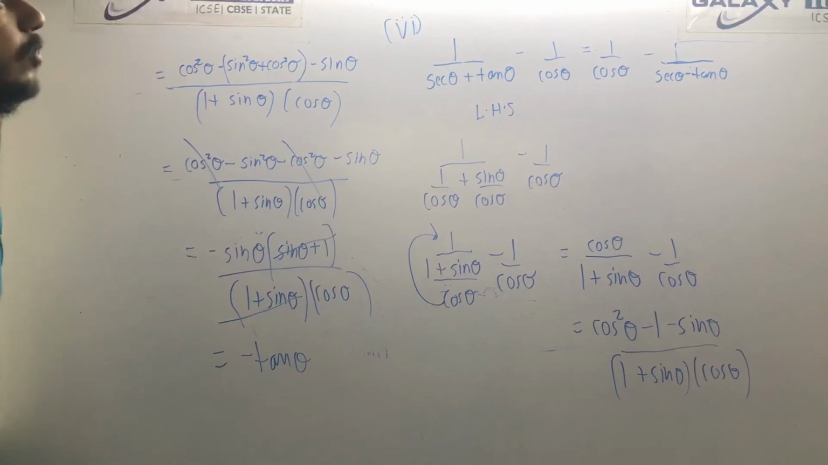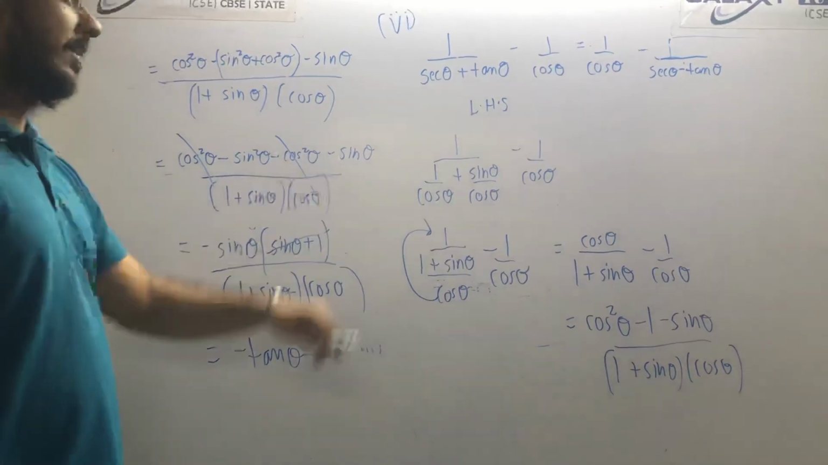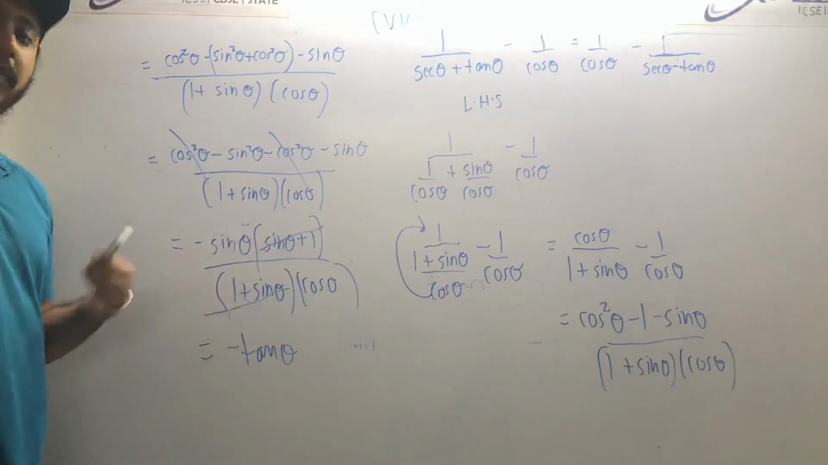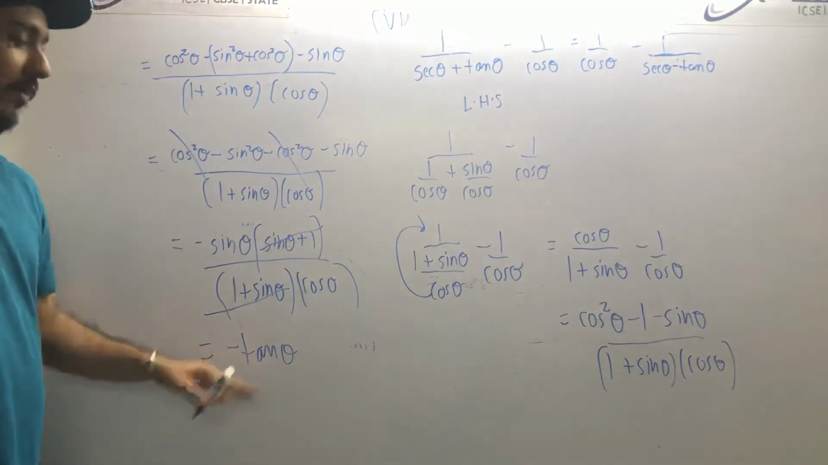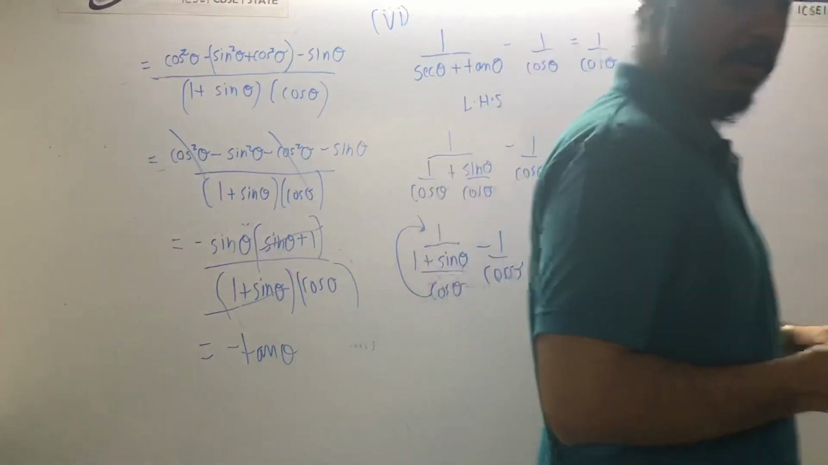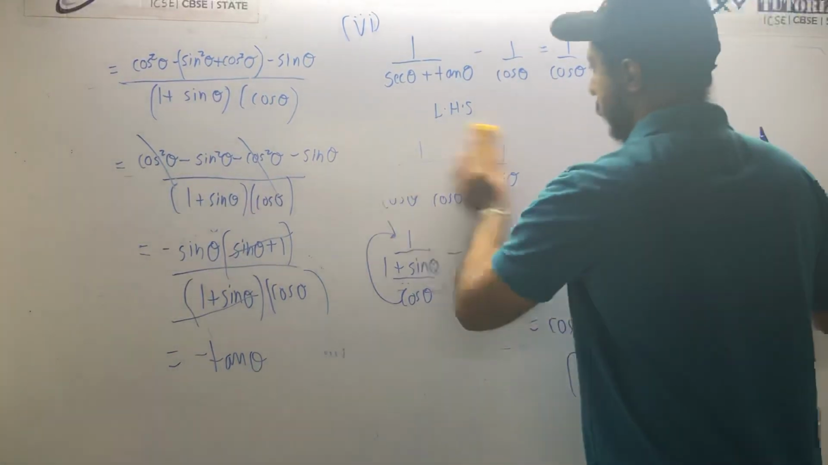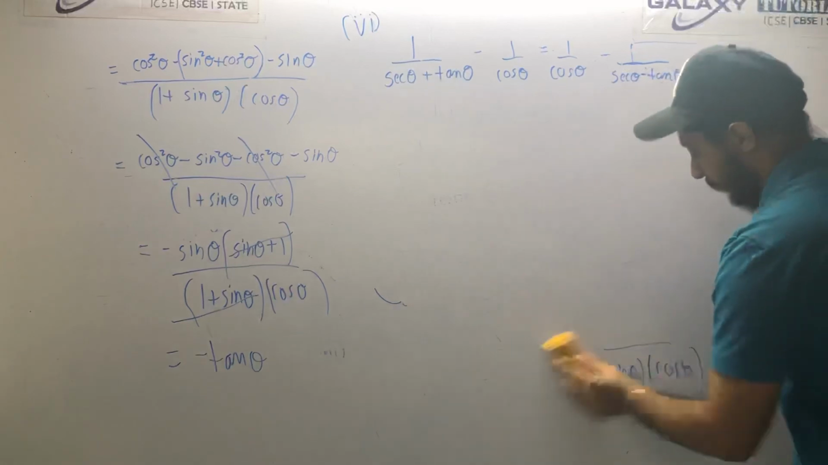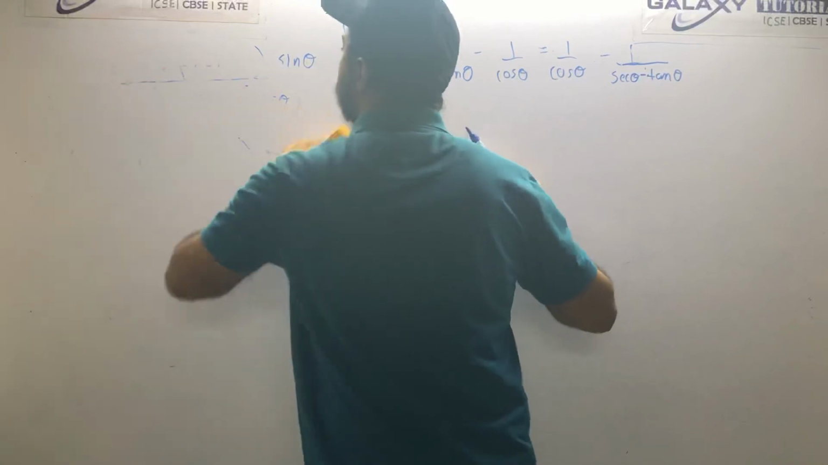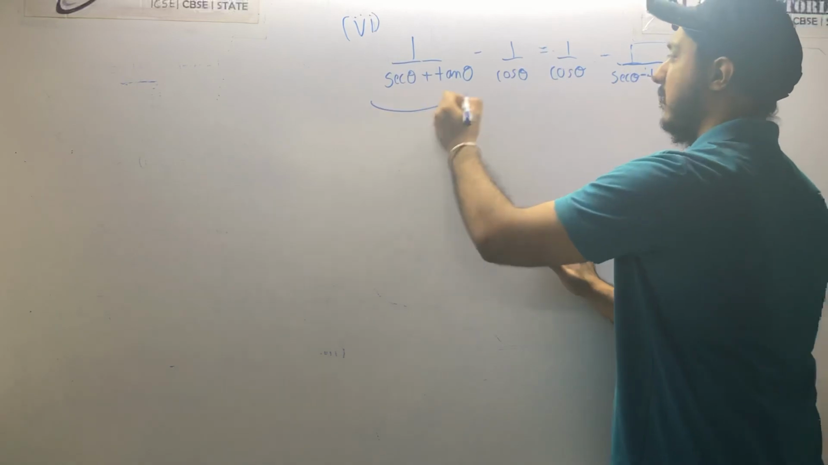And the right hand side you can see is 1 upon cos theta minus 1 upon sec theta minus tan theta. So what will you do? You will try and simplify the right hand side also, because left hand side comes out to be minus tan theta. Now you will simplify the right hand side and see if it comes out to be minus tan theta. So I will write here just minus.